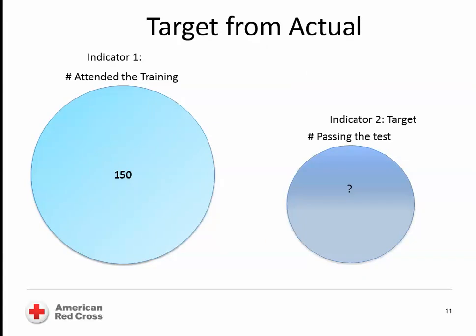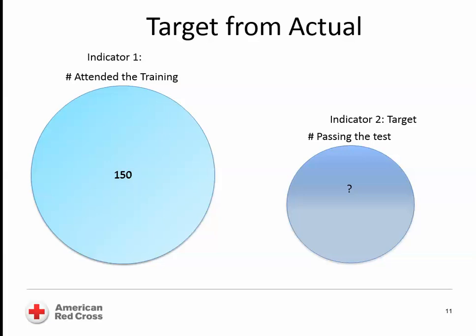We provided a third type of indicator for handling some of the unknowns during your project, with indicators that relate to each other. To illustrate this, I'll use an example again. We have 150 people attending the training. That training will have a test, and we want to see how many people are passing that test. So my indicator 2 is the number of people passing the test.